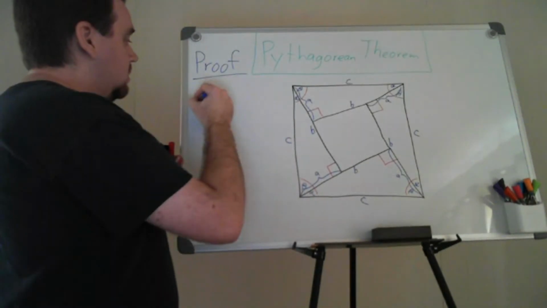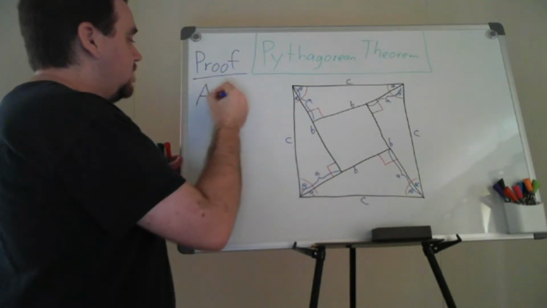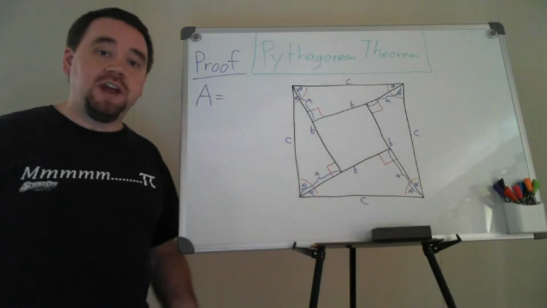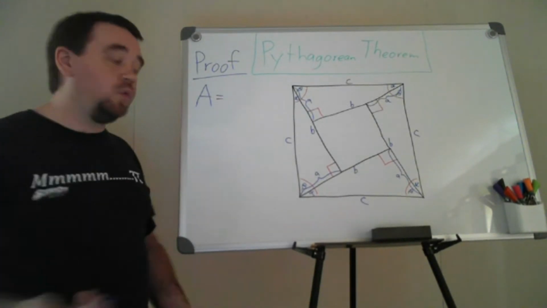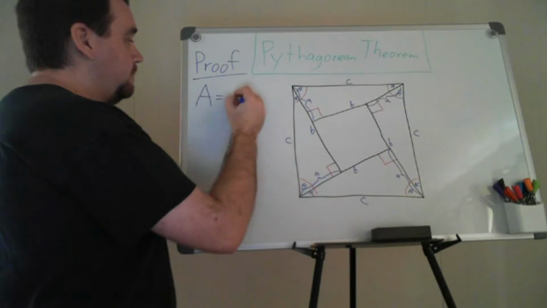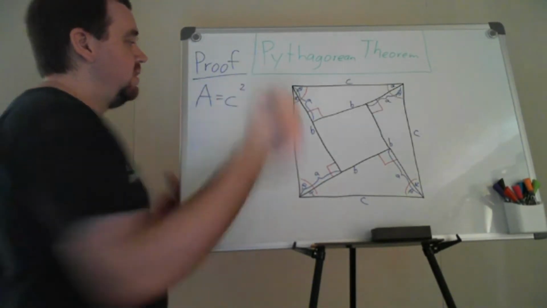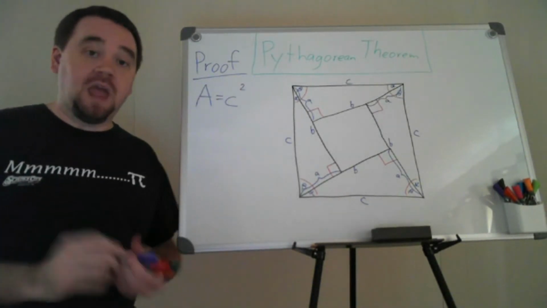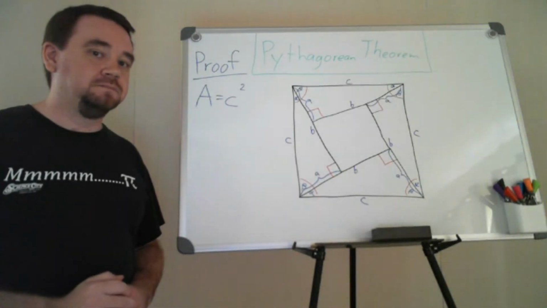So I've created a square using 4 congruent right triangles, which means I can find the area of this entire shape by using my formula for the area of a square, which is just side length squared. And a side length is c, so it's just c squared. And that's the first way we find the area.